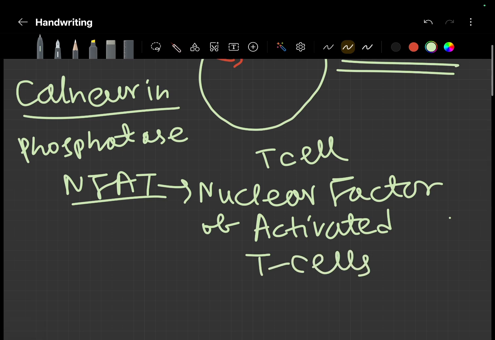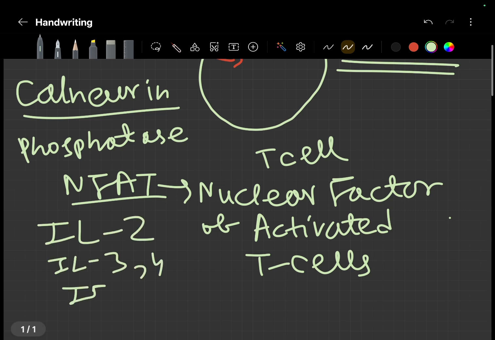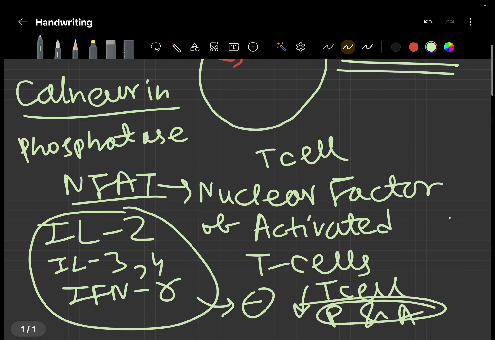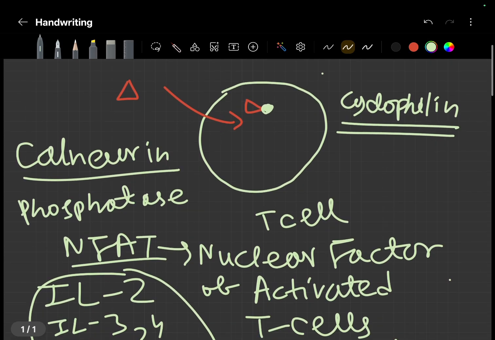So NFAT remains phosphorylated and cannot translocate into the nucleus. There will be failure of transcription of interleukin 2 and other cytokines like interleukin 3, 4, and interferon gamma. There will be decreased T cell activation and proliferation. So this is the mechanism of action of cyclosporine.